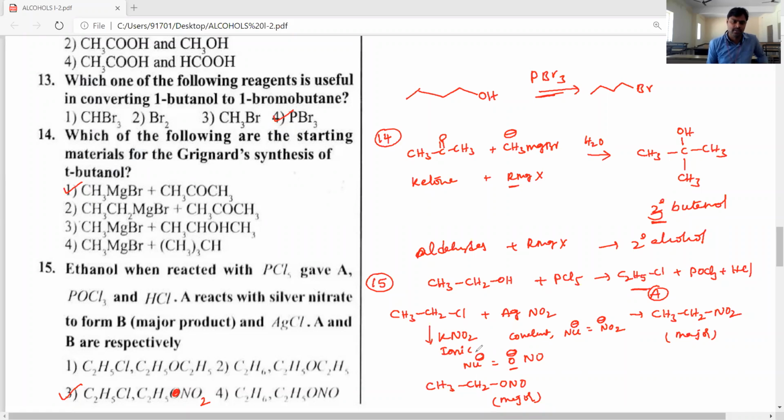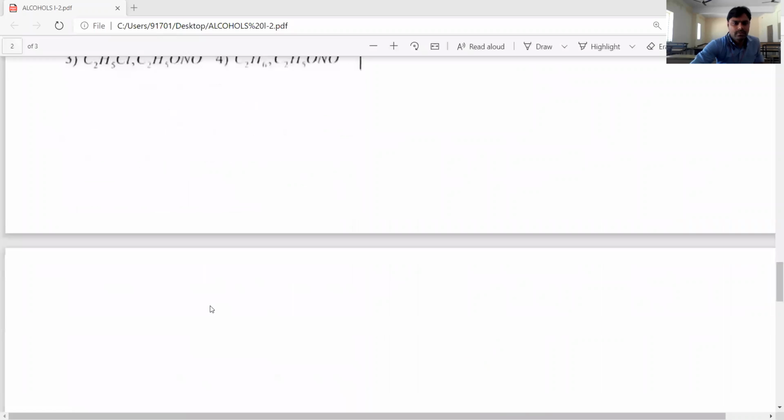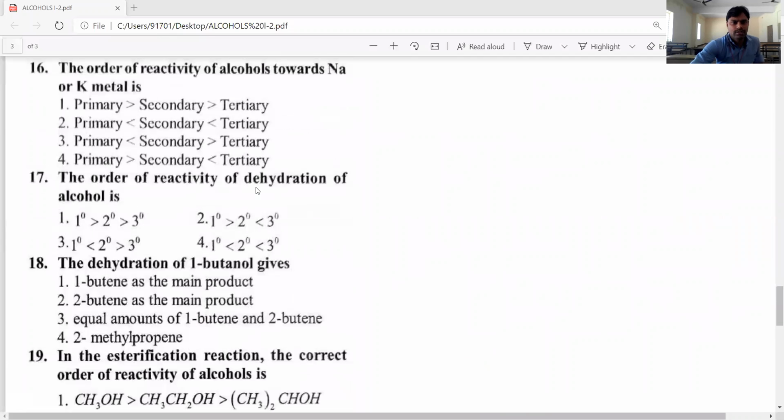Nucleophilic substitution reactions of alkyl halides. Okay, how is this alkyl halide formed from alcohol? These conversions are very important. Okay, let's see the 16th question.